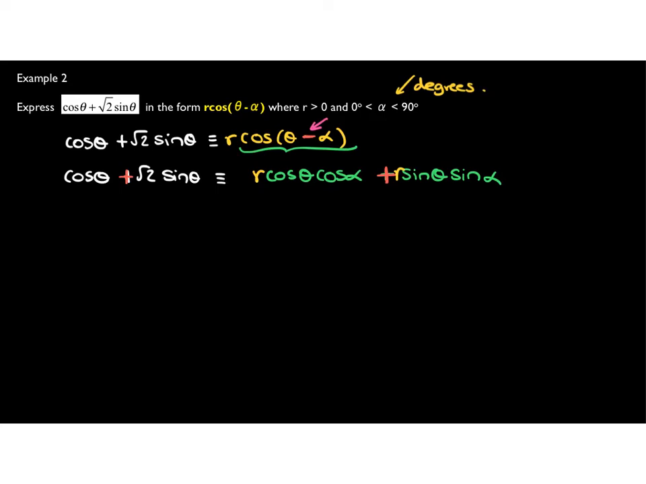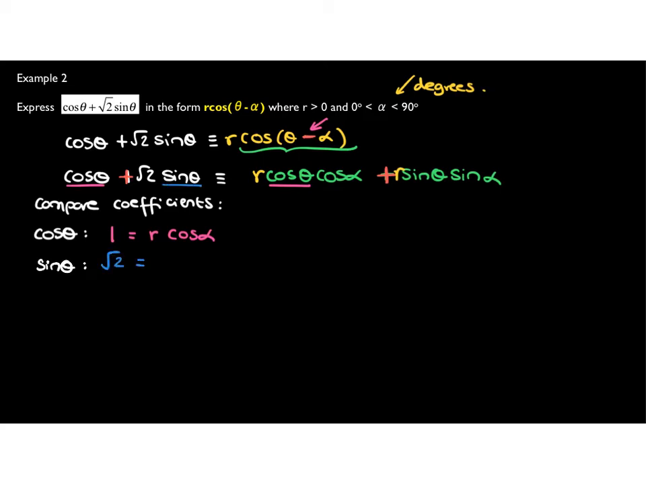So let's compare coefficients. We want to identify the value of r and the value of alpha. So I'm going to start by looking at cos theta first of all. On the left-hand side, we simply have a factor of 1 cos theta. On the right-hand side, we have r cos alpha. Now, if we look at sine theta, on the left-hand side, we have root 2 sine theta. So that gives me a root 2.